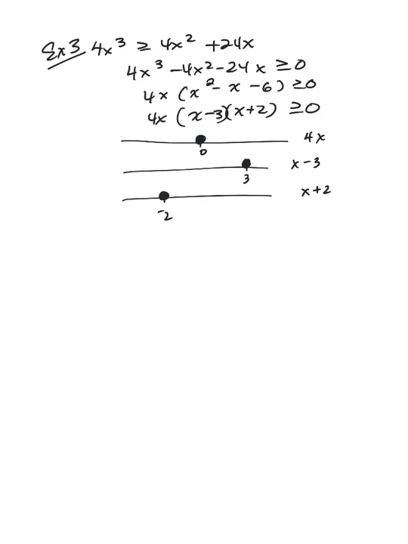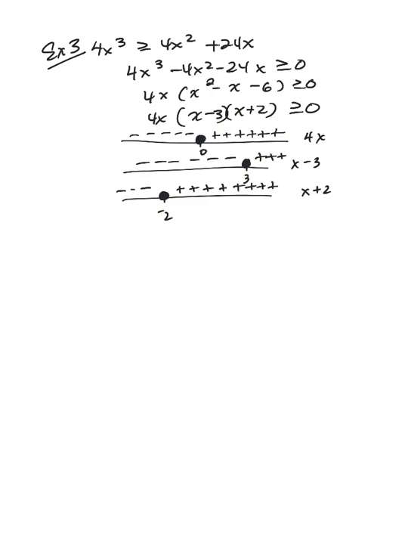For the first one, 4x, okay, if I take a number left of 0 and substitute it into 4x, I get a negative. Right, to the right, I get a positive. X minus 3, if I take a number to the left of 3, I get a negative. To the right of 3, I get a positive. X plus 2, so if I take a number to the left of -2, I get a negative. To the right, I get a positive.